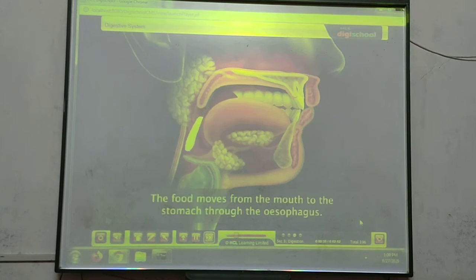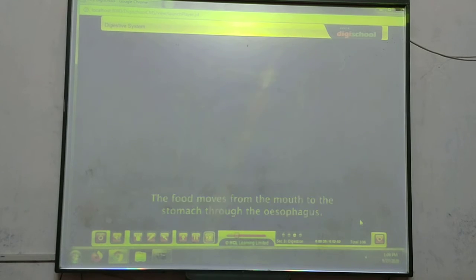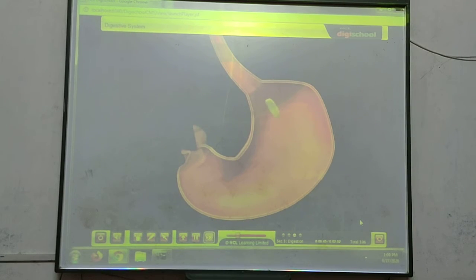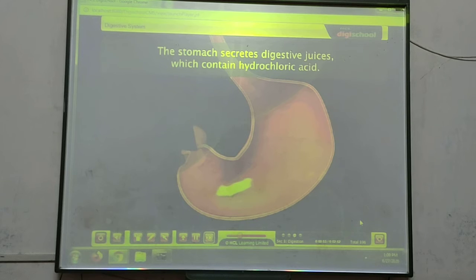onto the food pipe. The alternate pushing and contracting action of the food pushes the food down into the stomach. The stomach is a muscular bag. It is a U-shaped organ.